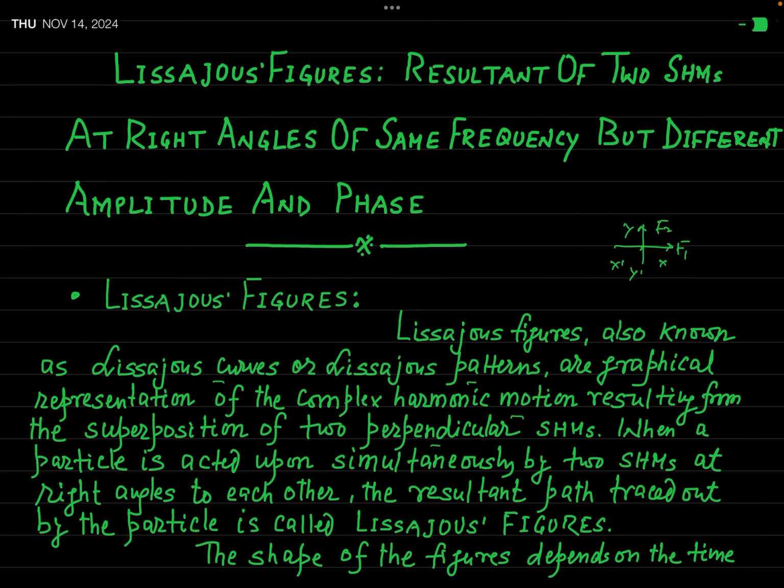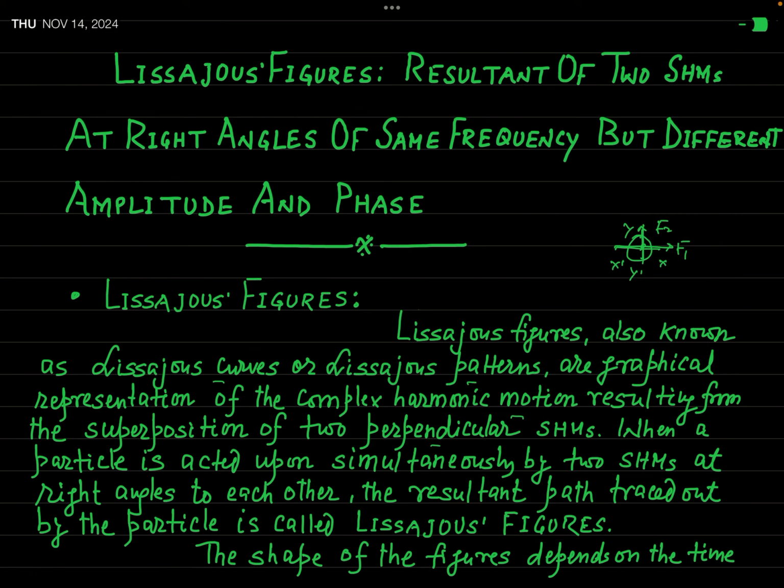In this condition, when the particle is acted upon by these two SHMs acting at right angles simultaneously, the particle moves neither along the x-axis nor along the y-axis, but its motion takes place in the xy plane. But in this xy plane, what will be its actual path of motion? That depends on the phase difference and the ratio of the frequencies of the two SHMs.